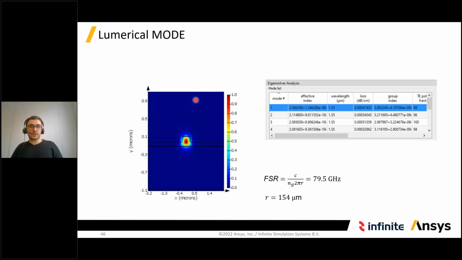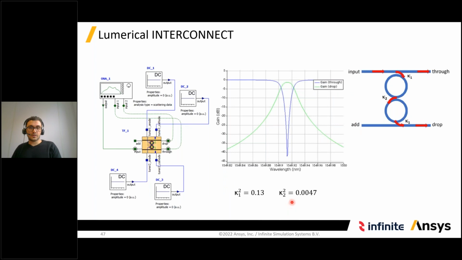So first of all, in MODE, we design the waveguide and we find the first eigenmode of it. There we see quickly that the effective index of refraction is 2.57. So we want to design a filter with a free spectral range of 79.5 gigahertz. When we plug in this value here, we find that the needed radius of the rings is 154 micrometers.